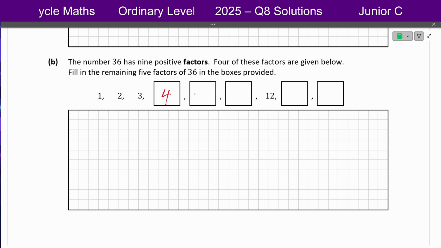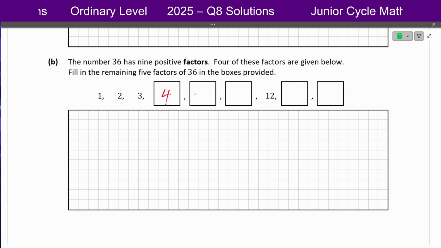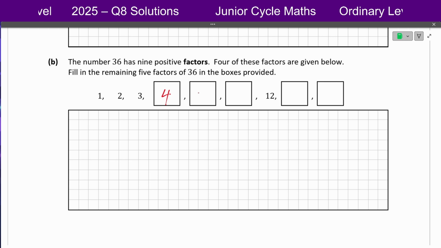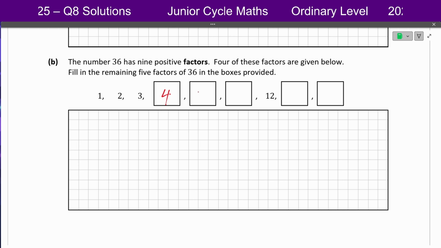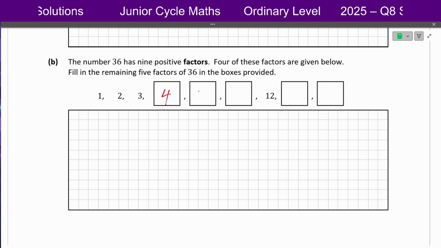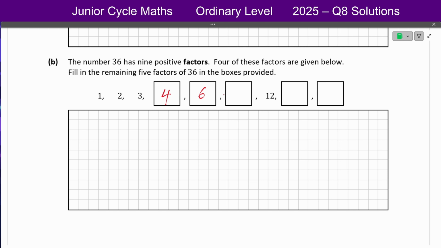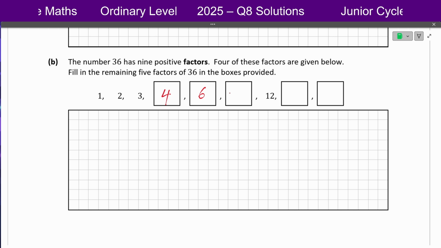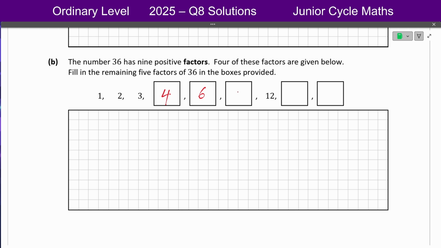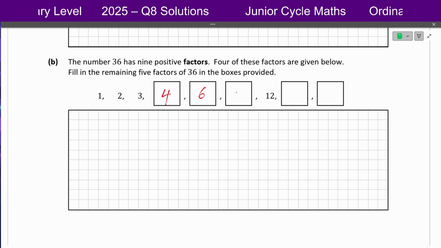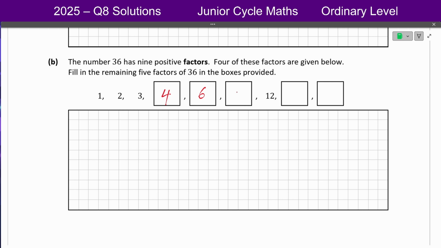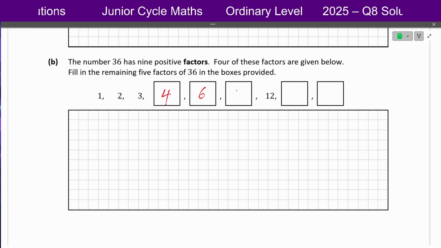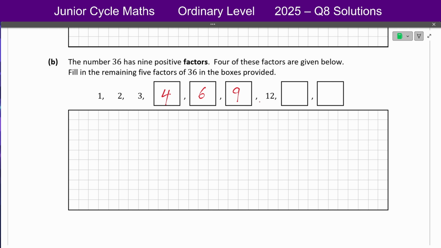And then 5 is not a factor of 36, but 6 is a factor of 36. Why? Because 36 divided by 6 is 6. So 6 is also another factor of 36, and we keep going the same way until we reach the number 9. So 9 is a factor of 36. Why? Because 36 divided by 9 equals 4. So this means that 9 is also another factor of 36.